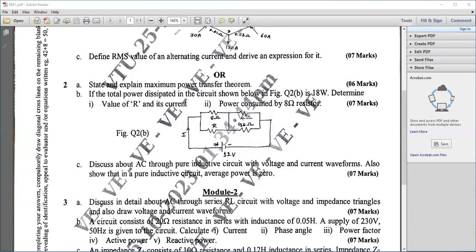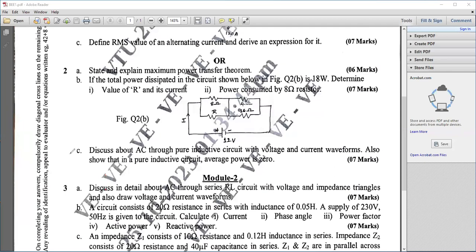So what is the meaning of question number 2C? Discuss about AC through pure inductive circuit. So the relation between voltage and current. Okay. Then you have to write the relation for the pure inductive circuit.